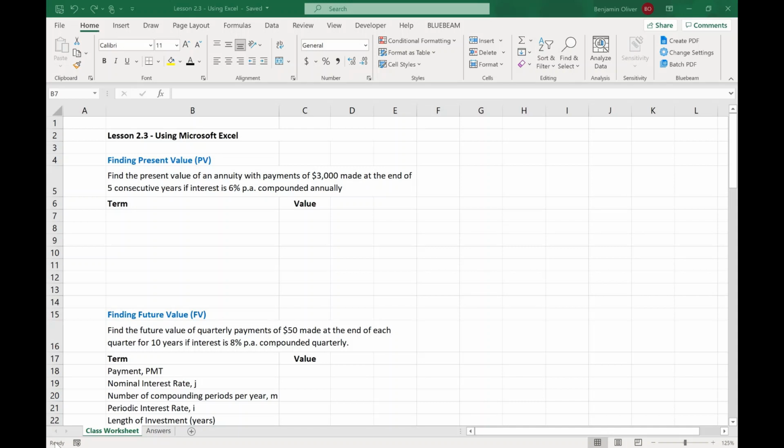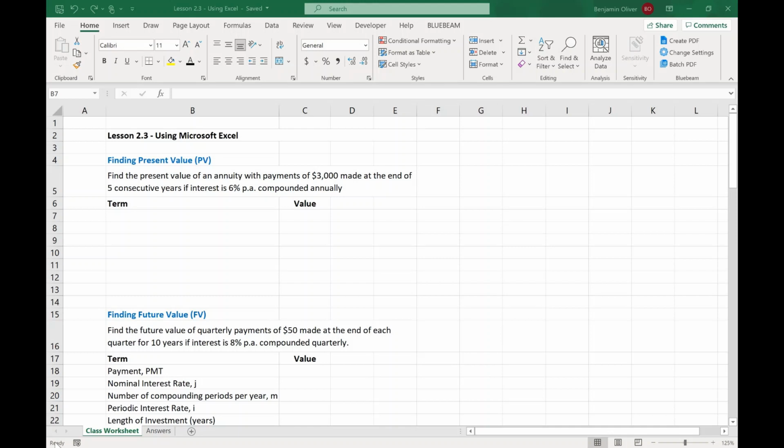Okay. So I have multiple problems here that we're going to solve, each looking at a different item to solve. So we have present value and future value. We're going to talk about finding payments, finding the periodic interest rate I, and also finding the total number of compounding periods. So we're going to start with finding present value.